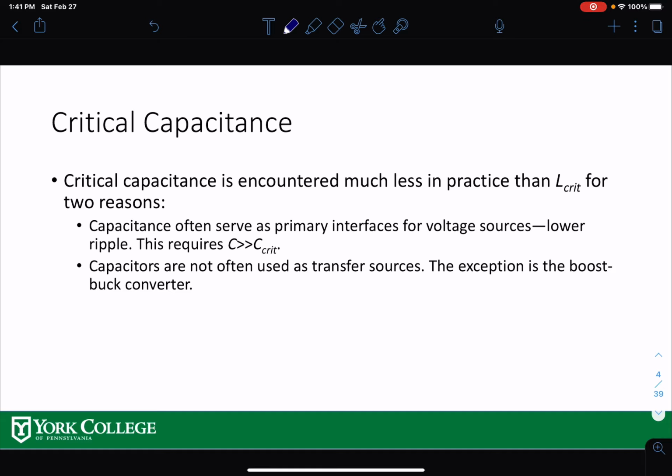Again, same as your critical inductance. If you know the critical inductance has plus minus 100% ripple, same with critical capacitance, it has plus minus 100% voltage ripple, right? So if you want plus minus 10% ripple, you make your capacitance value 10 times your critical capacitance value. If you want 5%, you make it 20 times the critical capacitance value. That's how, if you know the critical capacitance value, you can find whatever peak-to-peak ripple you want. You can just increase the capacitance value by that ratio.